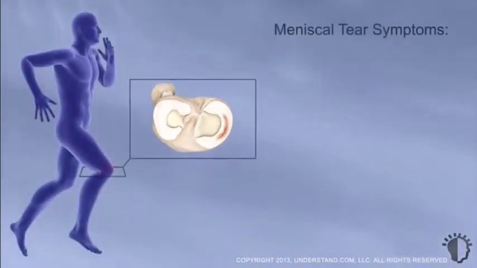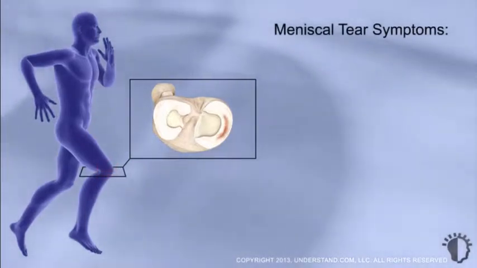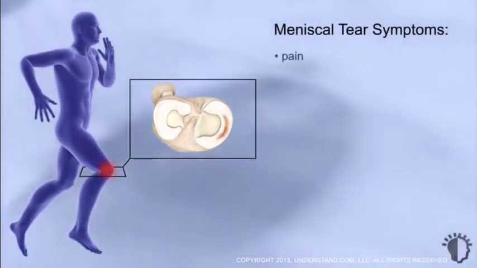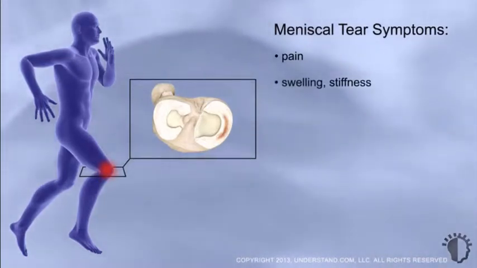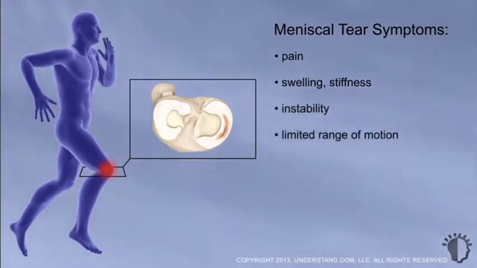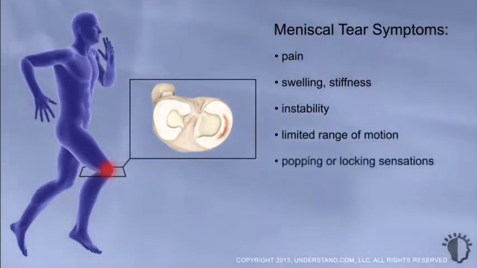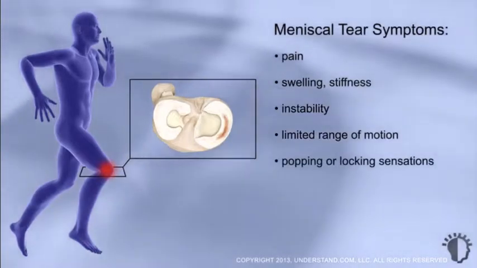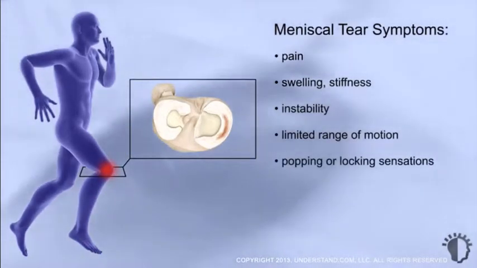People usually notice pain when the tear initially occurs, but are often still able to walk or continue their sporting activity. Increasing pain, swelling, and stiffness typically follow the day after the injury. Other symptoms include pain with motion, instability, limited range of motion, and sometimes a popping or locking sensation if a piece of torn meniscus lodges elsewhere in the joint.